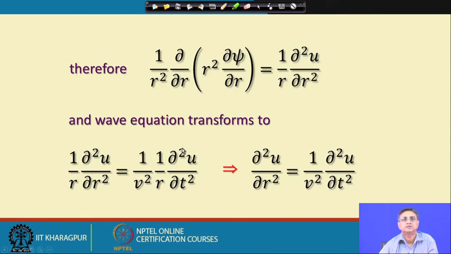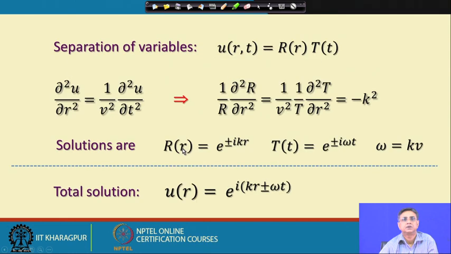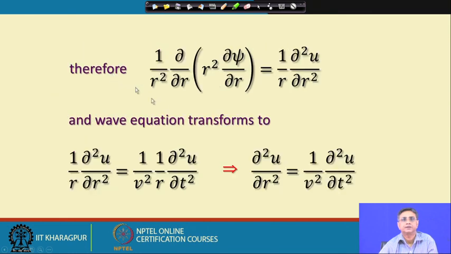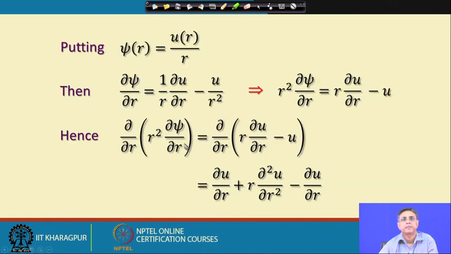So, in this case, there is one step: let us put psi of r equal to u of r by r. So, the derivative del psi del r now becomes 1 by r del u del r minus u by r square. If you do this, you will get this equation. Now, when multiplied by r square, you get r square del psi del r equal to r del u del r minus u.